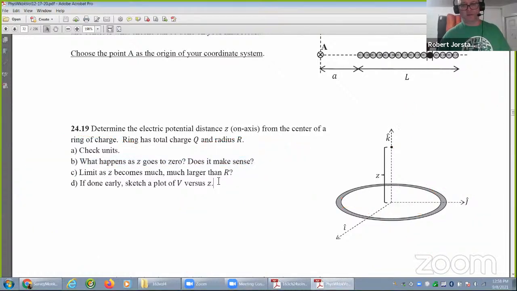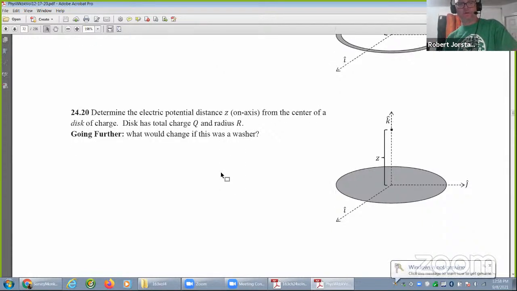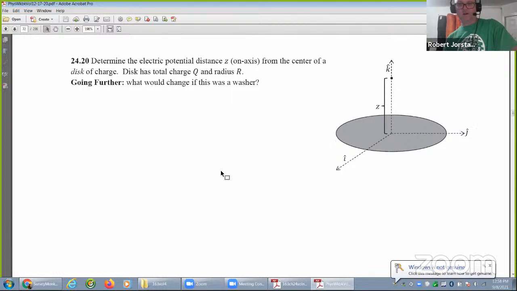All right, you could see where this is going. We're doing the same stuff over and over again, except now we're doing this thing, right? So if you were going to do 24.20, walk me through how we would approach this one.